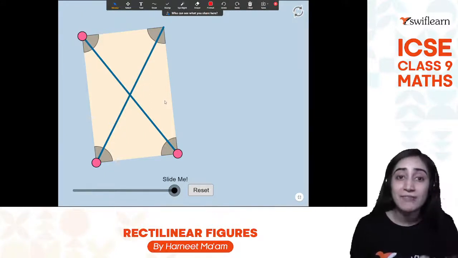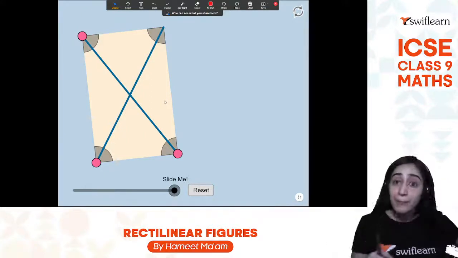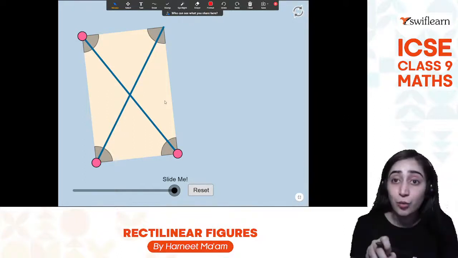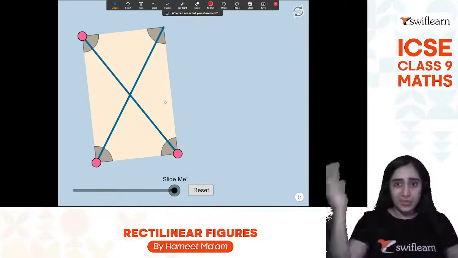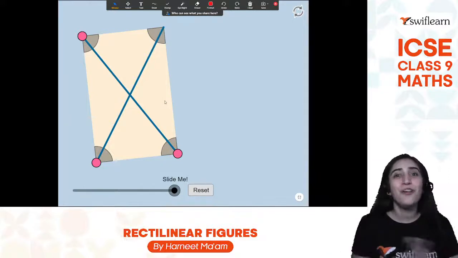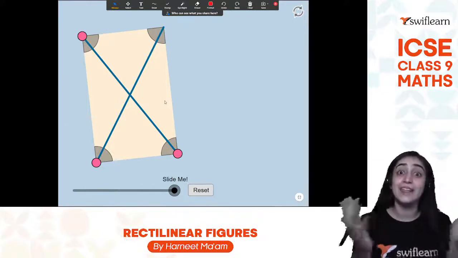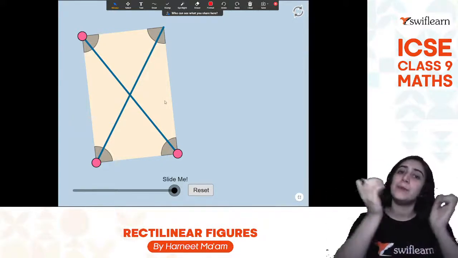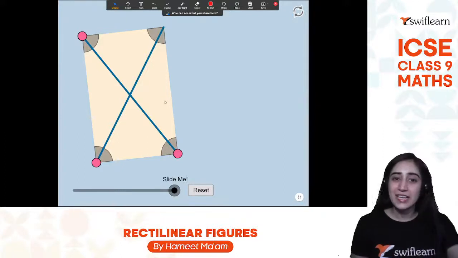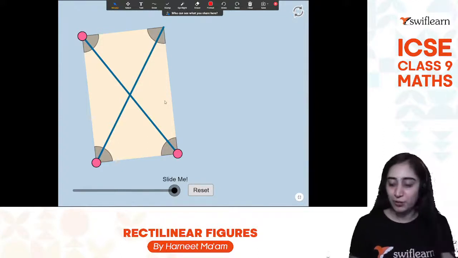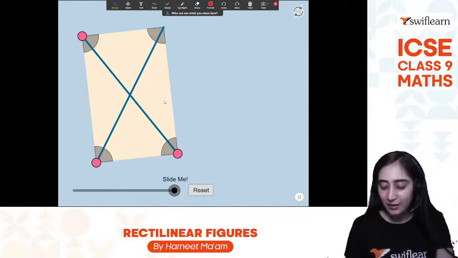Now, next time when someone tells you it's a rectangle, you should automatically remember that the opposite sides are equal, all 4 angles are 90 degrees, and the diagonals are equal. So you have automatically understood the question. When it says it's a rectangle, that means the diagonals are equal. So we won't have to prove this every time.